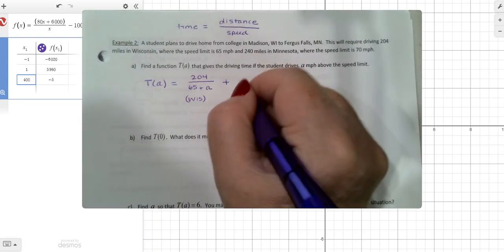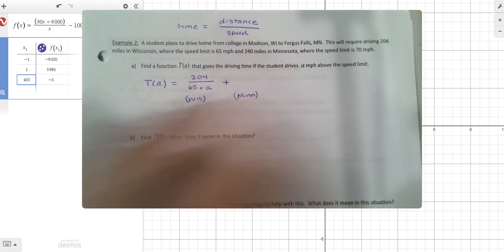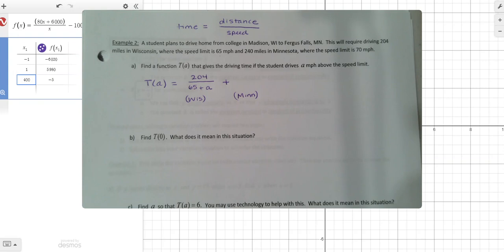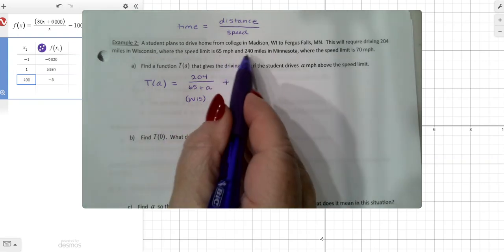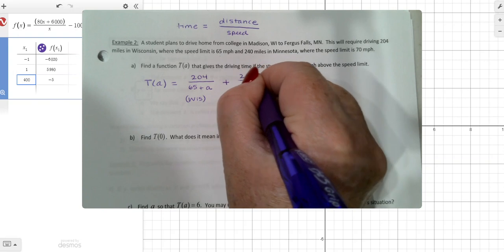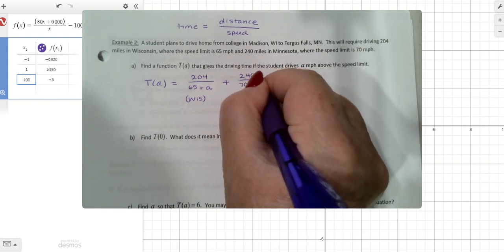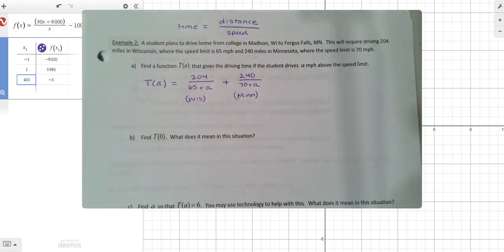All right. I also have to add the time that the student's going to spend driving in Minnesota. They have to go 240 miles there. Now they hit the speed limit at 70, but this says they're going to speed by a miles an hour. So I'm going to put their speed at 70 plus a. So there's my T of a function. It gives the time it's going to take them to drive from school to home.